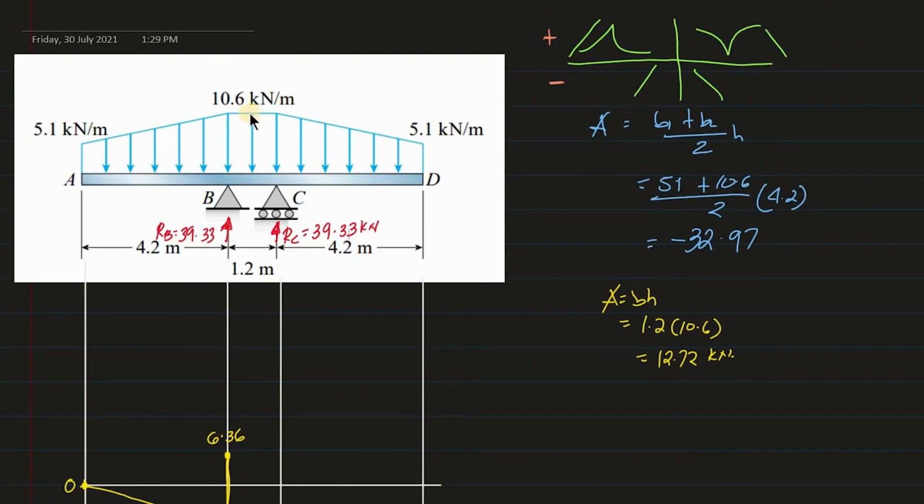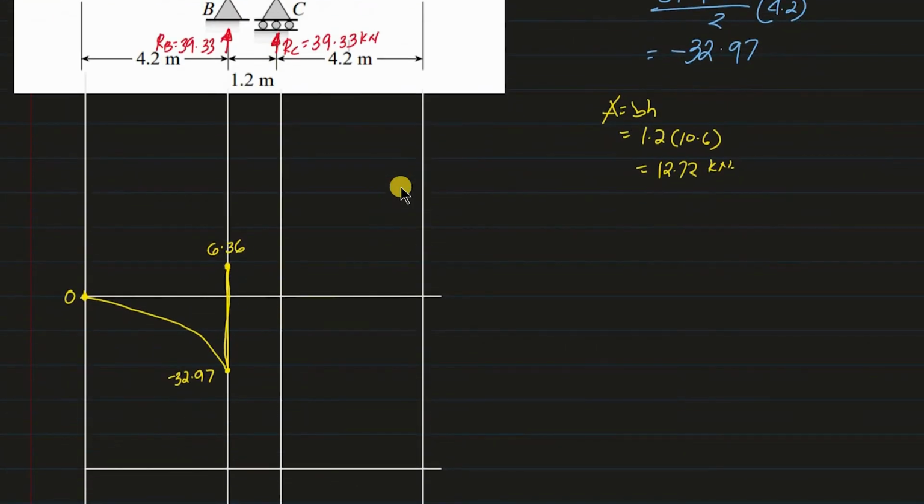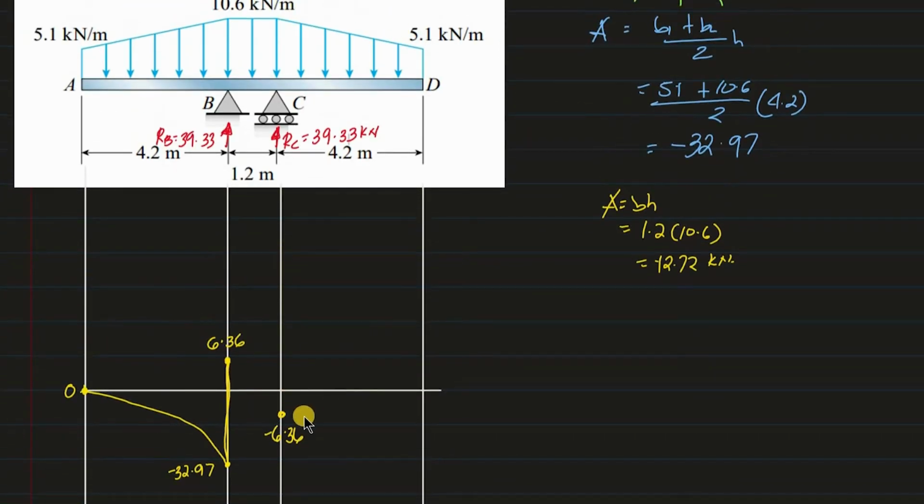Tama, kilonewton. So, from 6.36, magsusubtract tayo ng 12.72. Bakit ulit magsusubtract? Kasi pababa, mga bis, oh. It's going down, right? So, 6.36 minus 12.72, yan. Dapat kasi negative yan. Would be equal to negative 6.36. So, bababa rin siya at this point ng negative 6.36. Negative 6.36.